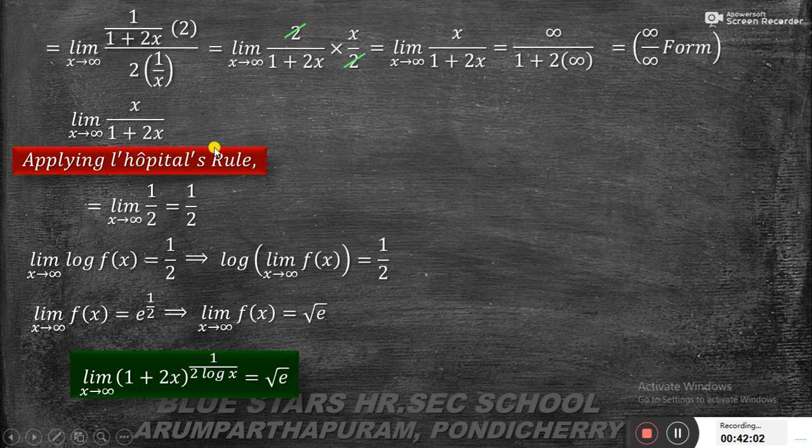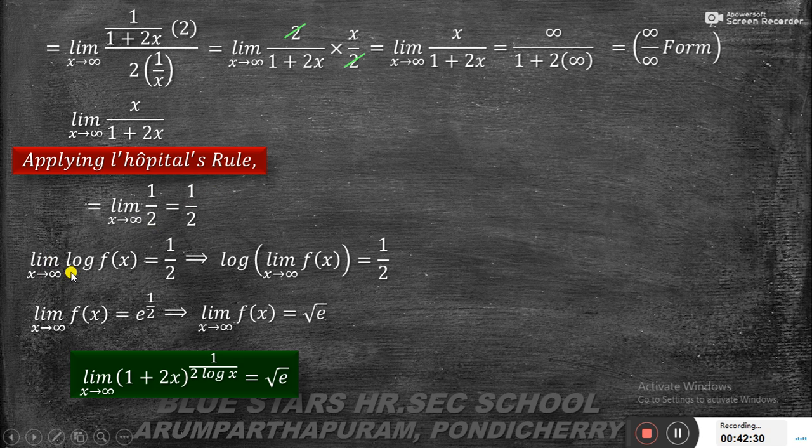Now L'Hopital rule means differentiate numerator and denominator. Differentiation of x is 1. For the denominator, differentiation of 1 is 0, and for 2x, 2 is a multiplication, so 2 into differentiation of x is 1, so 1 by 2. So limit x tends to infinity 1 by 2 equal to 1 by 2. Therefore this is the answer for our given limit.